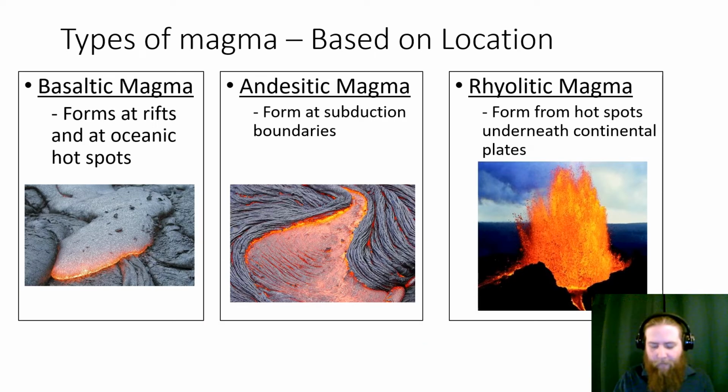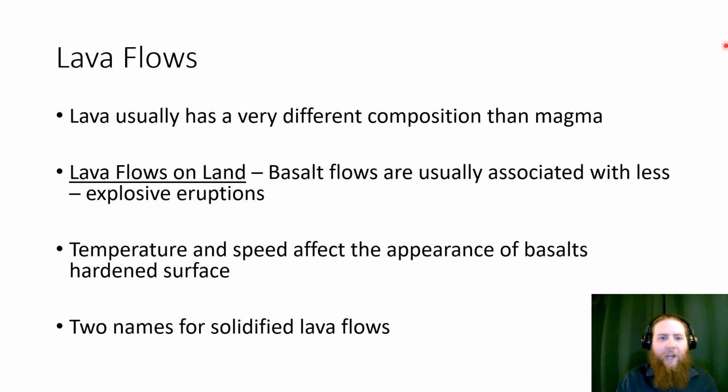So, types of magma based on location. The most common place we find basaltic magma is at rifts and at oceanic hotspots. It runs better, it runs faster, so it's going to create this nice smooth coating on the ocean floor. Andesitic magma is found at subduction boundaries. And then rhyolitic magma is found from hotspots that are formed underneath continental plates. So as you can see, we're moving from less viscous to a little bit more viscous, and onward and onward.